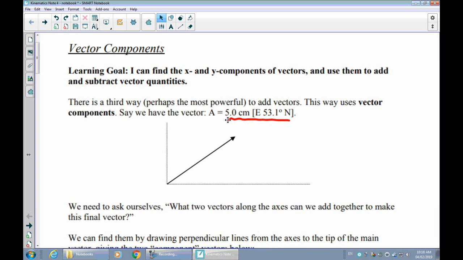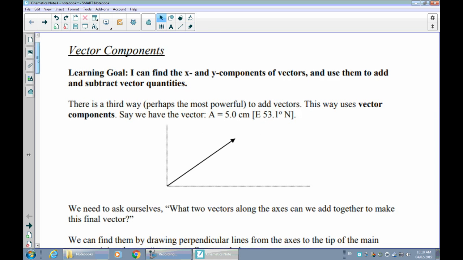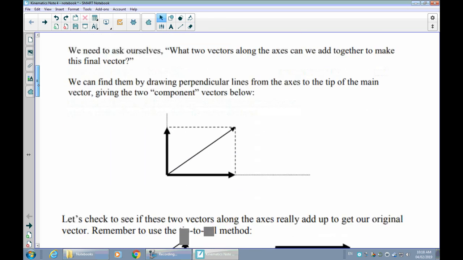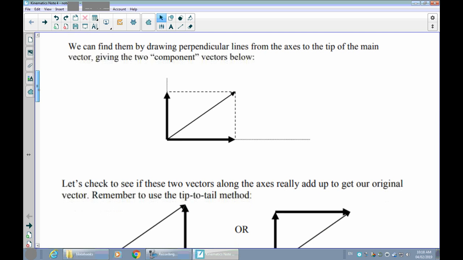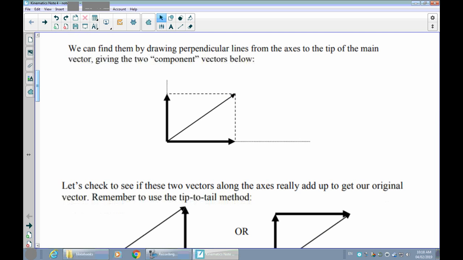So to find the components, we need to ask ourselves, what two smaller vectors that go along the axis lines could we add together to make up this final vector? And if we scroll down a little bit, we can see how we could actually make that happen. So we can actually find these new vectors by just drawing perpendicular lines from the axes to the tip of the original vector, the main vector.